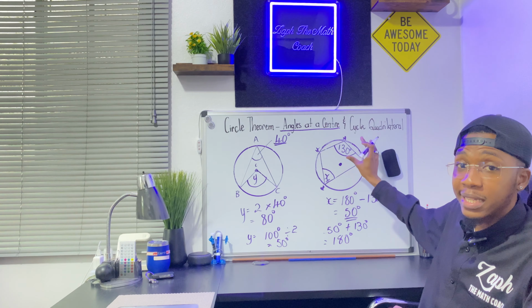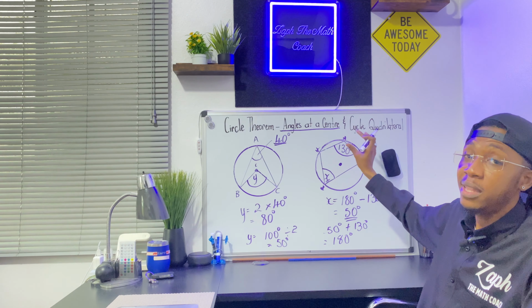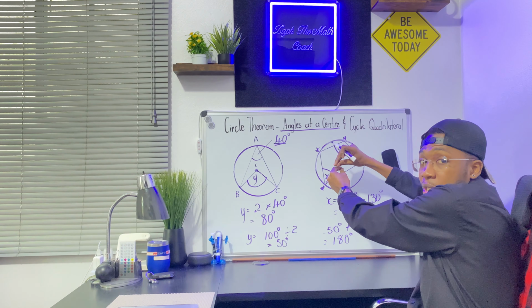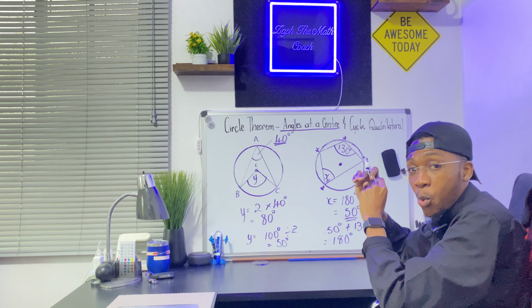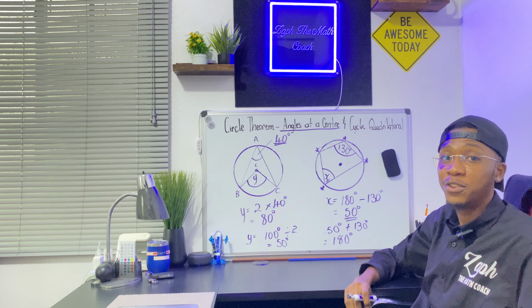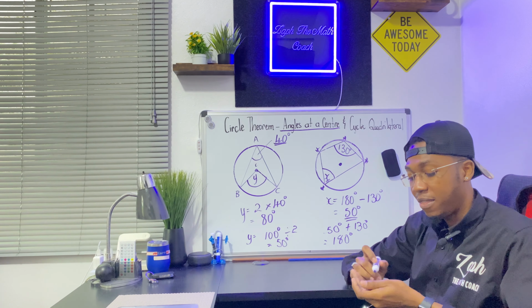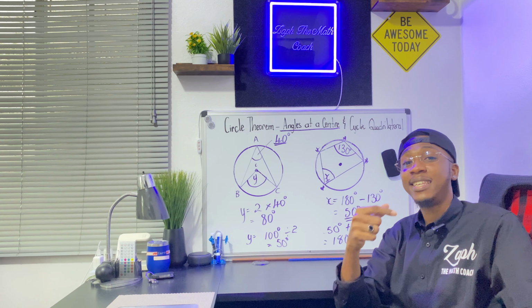Remember, within a cyclic quadrilateral in a circle, the measure of the two opposite angles combined will give you 180 degrees. Therefore, we have just solved for the measure of angle x. This is math made simple, easy, and convenient.